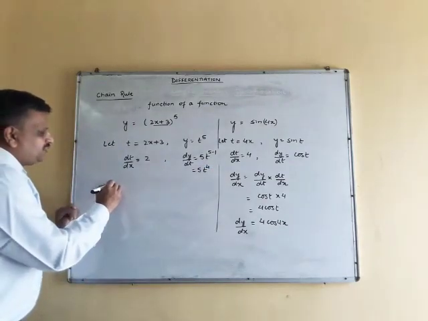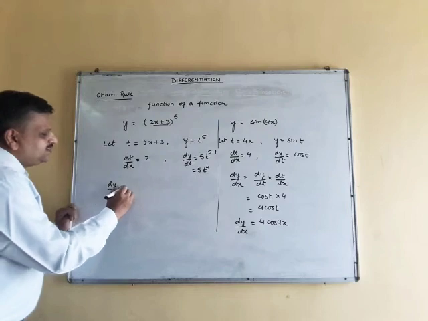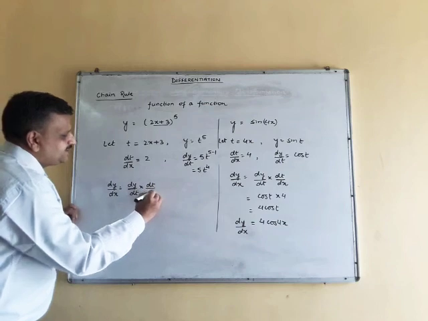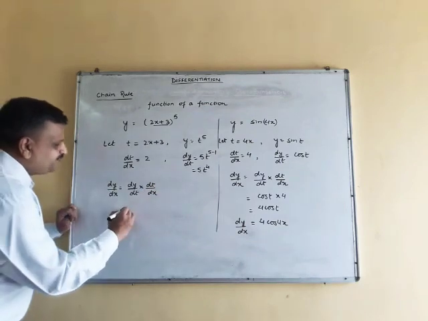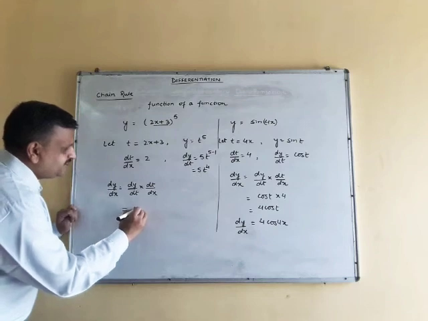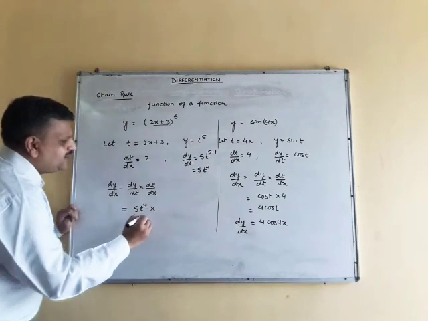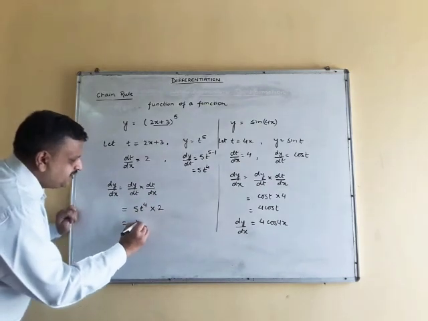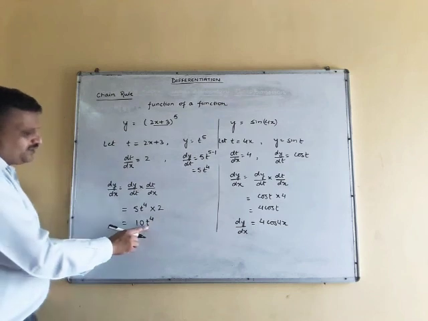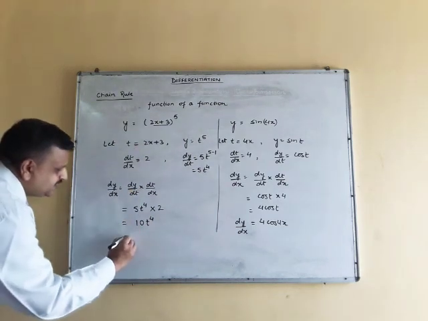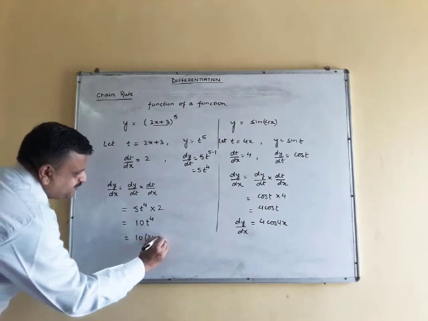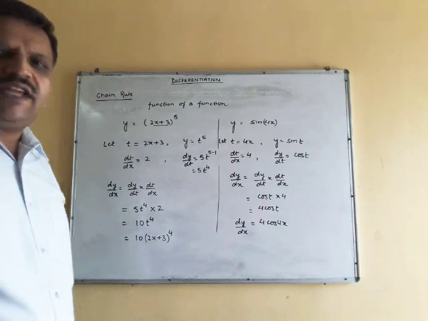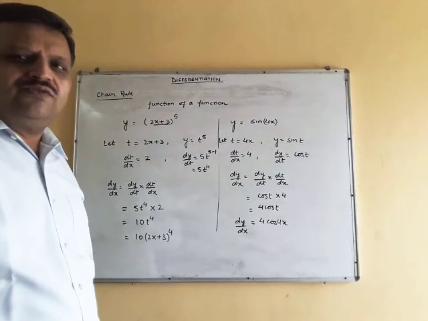Now we have to find dy by dx. So it is dy by dt into dt by dx. Substitute for these two. dy by dt is 5 t raised to the power 4 into dt by dx, which is 2. So it is 10 t raised to the power 4. Now again substitute for t, it is 2x plus 3. So it is 10 (2x plus 3) raised to the power 4. In this way we find the derivative of a function using the chain rule.